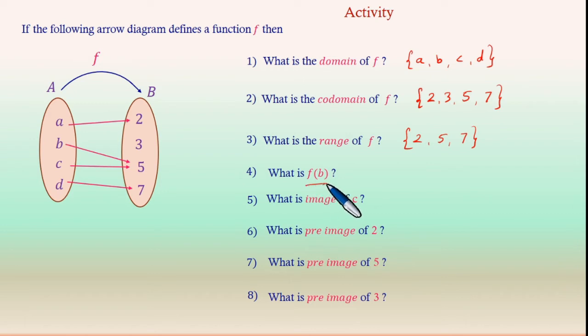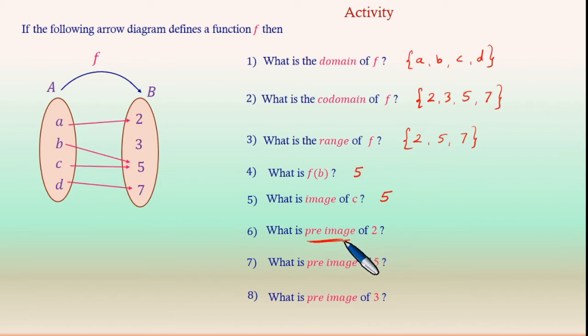Now what is f of b? F of b, this element, the association of b. What is the element? 5. F of b is equal to 5. Image of C, check the answers. I hope you got the same answers. Image of C or f of C, same thing. Image of C is also 5, right?